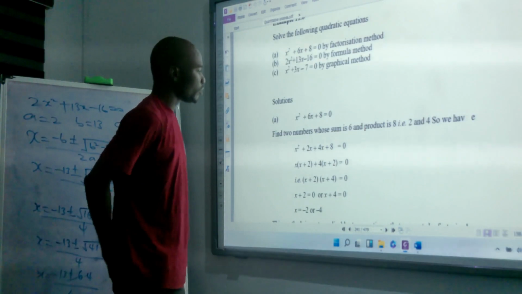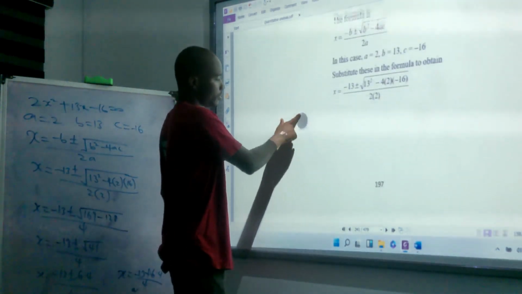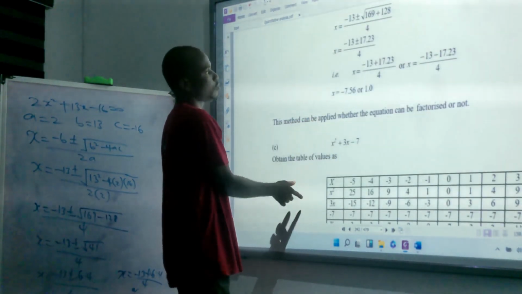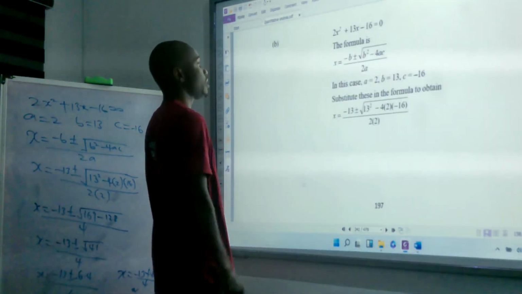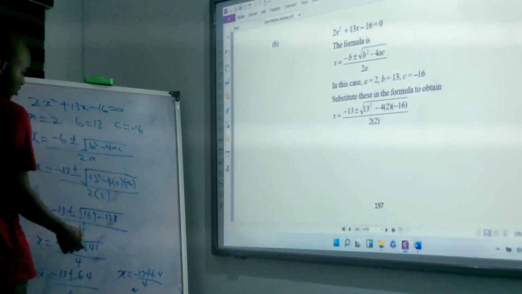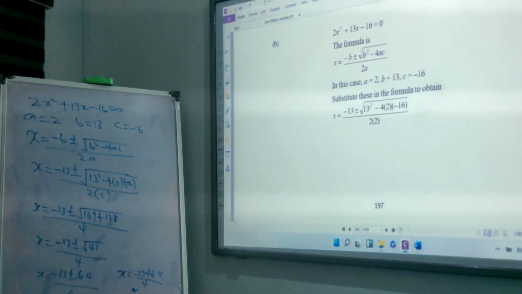For the next thing on the board, the second one we already did. I'm telling you I made a mistake. 6 minus 16, I used 16. So it should be minus 16. So here it should be minus 4 times 4, that will be plus 128. A very big one for me. So 169 plus 128, that will be 297.